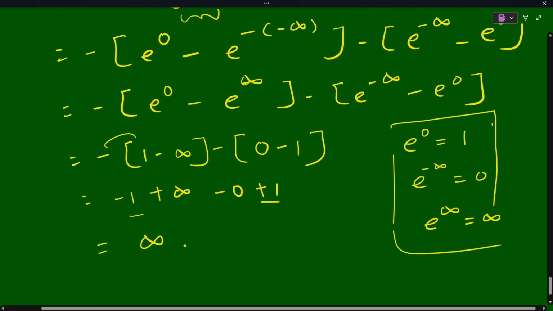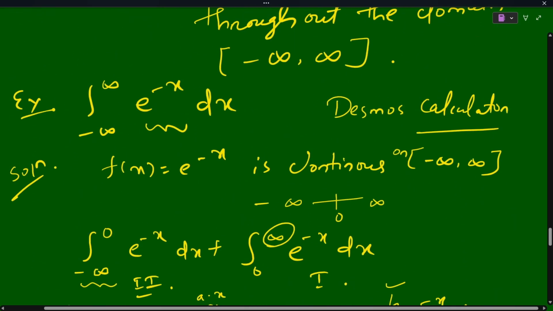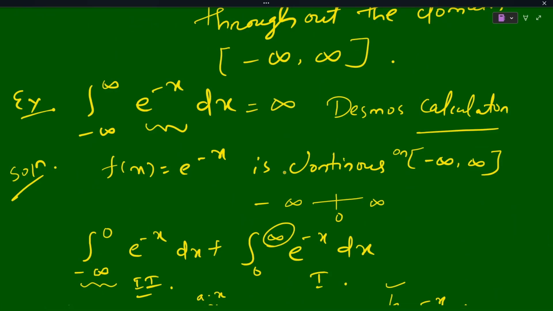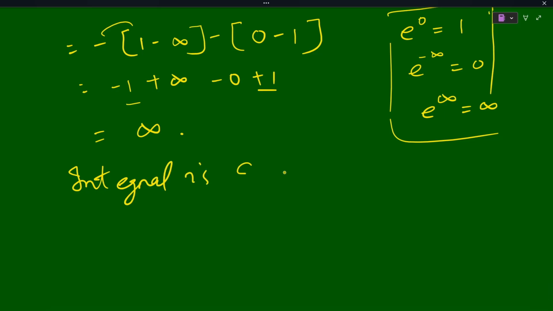Okay, so now see this integration value, this function e to the power minus x dx integration minus infinite to infinite, this one became infinite. Okay, so here the integral is divergent. Okay, if the integration value is infinite or minus infinite, then it will be divergent one.